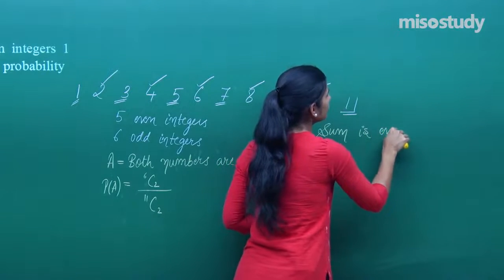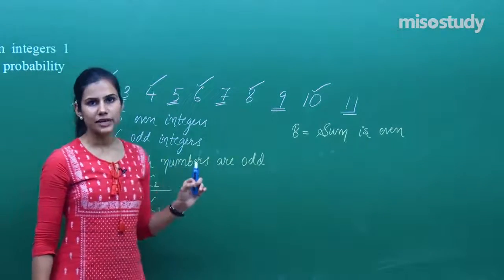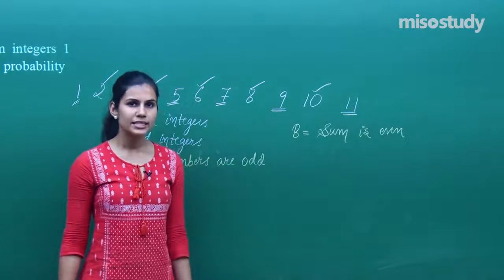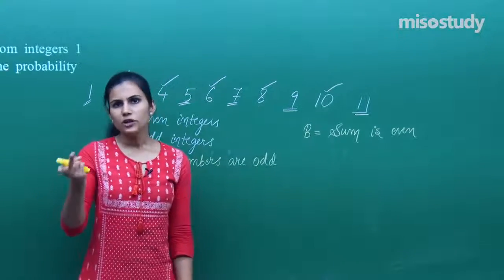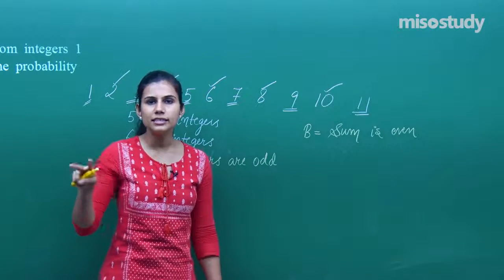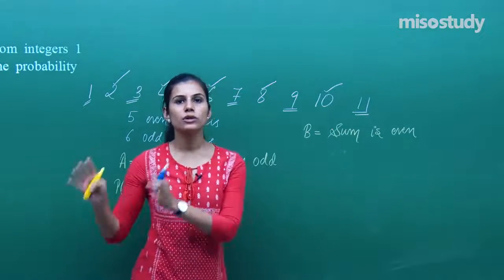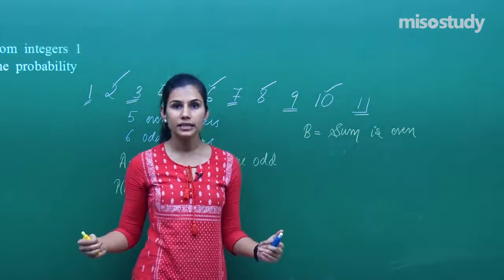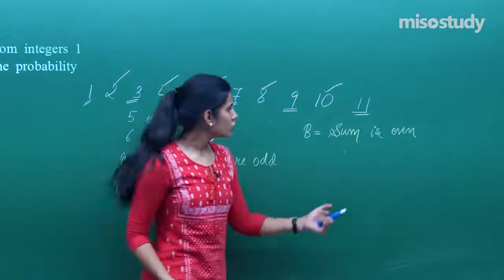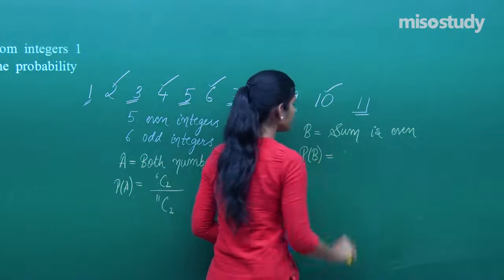Now you know that if you have integers from 1 to 11, when are you going to get sum as an even integer? Either you add both the odd integers with each other, or you add 2 even integers with each other. Only these are the 2 situations which can land you up getting the sum as even. When 2 odd integers are added or when 2 even integers are added, only then you get sum to be even. When 1 odd and 1 even is added with each other, you don't get even integer. So sum is even. What is the probability of occurrence of event B?